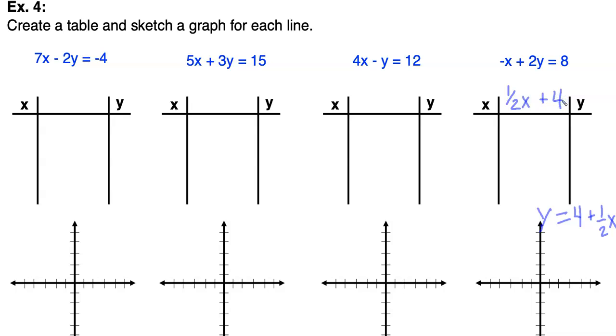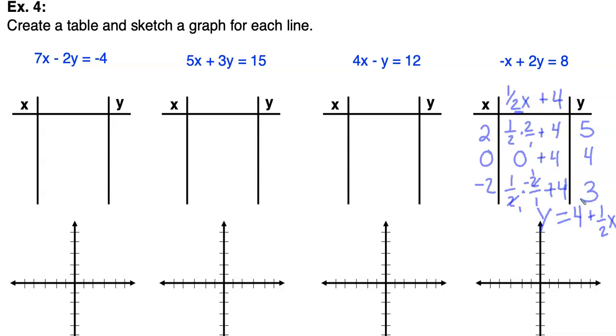So again, we have a fraction, so I'm going to use 0. My denominator here is 2, so I'm going to use 2, and I'm going to use negative 2. So 1/2 times 2, well, a number times its reciprocal is always 1, so 1 plus 4 is 5. 1/2 times 0 is 0, plus 4, which is 4. And then if I take 1/2 times negative 2, I get negative 1 over 1, which is negative 1, plus 4, and that will give me 3.